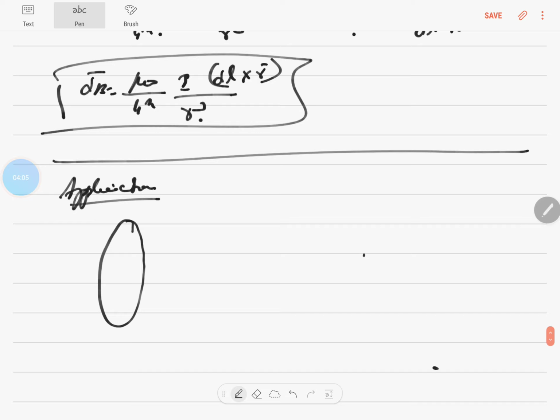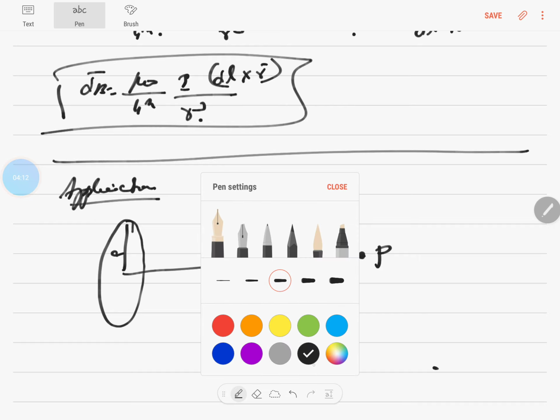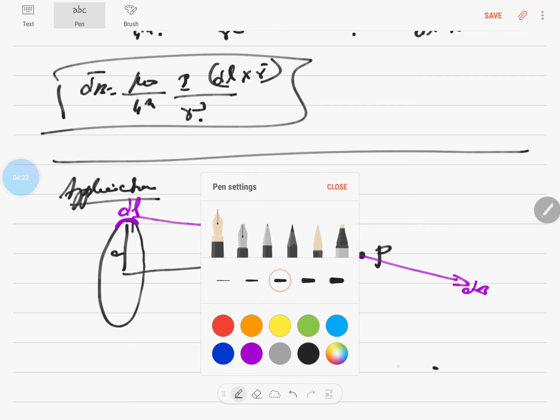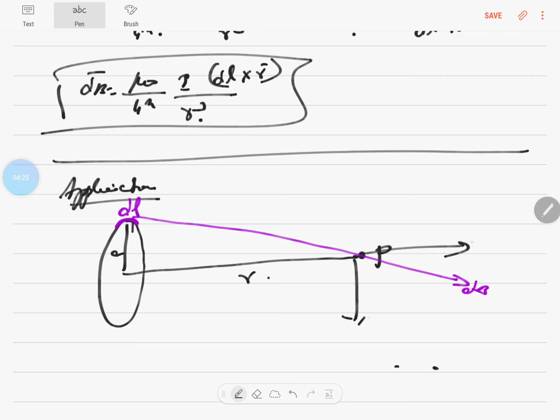We are trying to find the magnetic field at any point P, which is at a distance of r from the center of the coil, whose radius is a. We are trying to find the magnetic field due to a small current element dl, so it will obviously be dB. So this is the magnetic field dB due to current element dl. It will have two components, one horizontal and one vertical. Here this is dB cos theta, this is dB sin theta.